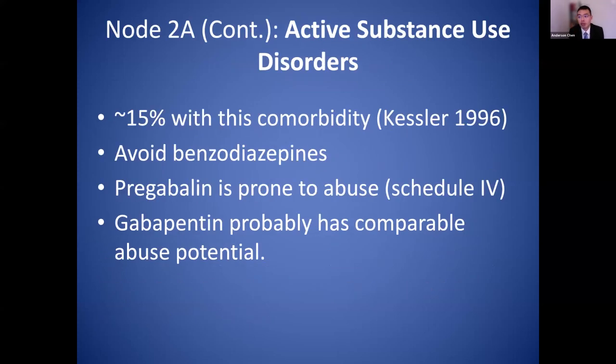The other comorbidity you might want to think about is active substance use disorder. It's quite common in patients with anxiety, about 15% comorbid. They might be self-medicating, taking medications to calm themselves down. In those cases, you might want to avoid a benzodiazepine and avoid other medications that are prone to abuse, like pregabalin and gabapentin. But the flip side is true. What if they're taking a medication that's really activating? Perhaps that's contributing to the feeling of anxiety, and that's another really fruitful target to go after in the treatment of the patient.